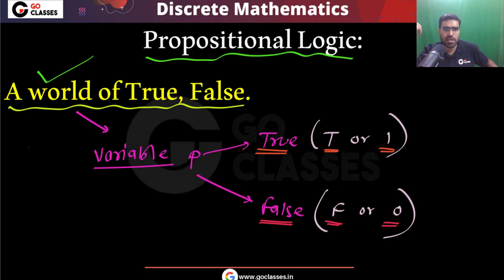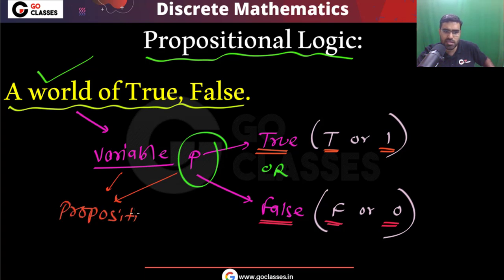So in this world of propositional logic, which is a world of true, false, every variable can be either true or false. That is the reason only two values are taken by your variable. Any variable in propositional logic takes one of these two values. That is why this variable is called a propositional variable, or a Boolean variable. You can call it either.